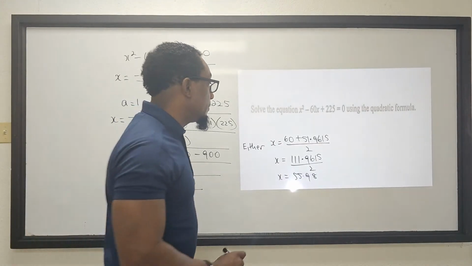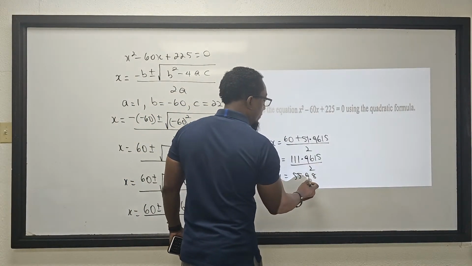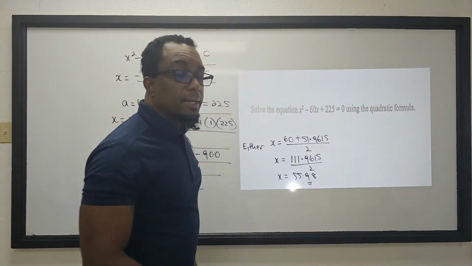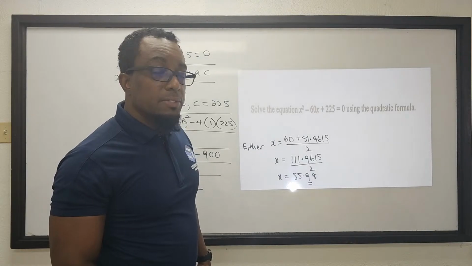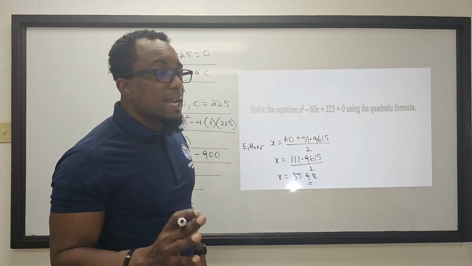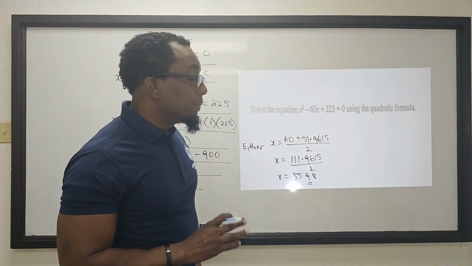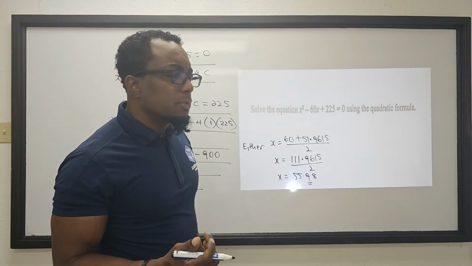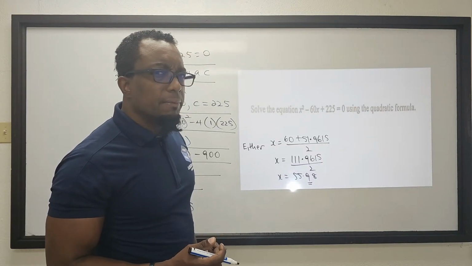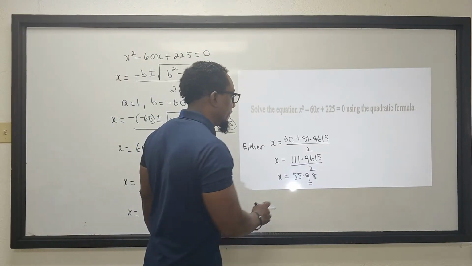So to 1 decimal place, I count 1 place after the point. I look at the number immediately after, which is 8. Now, even though I'm approximating to 1 decimal place, most times in the CSEC exam, they ask you to approximate correct to 3 significant figures. So let's approximate correct to 3 significant figures.